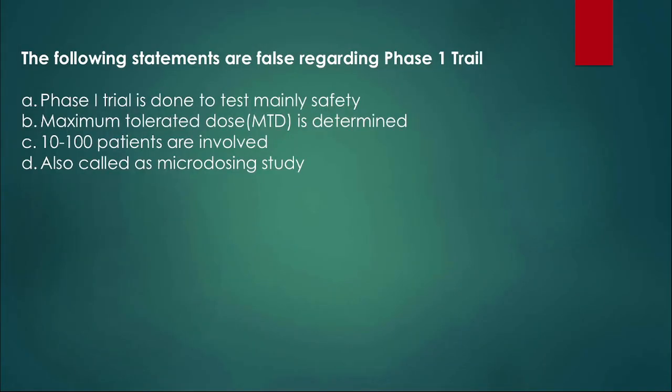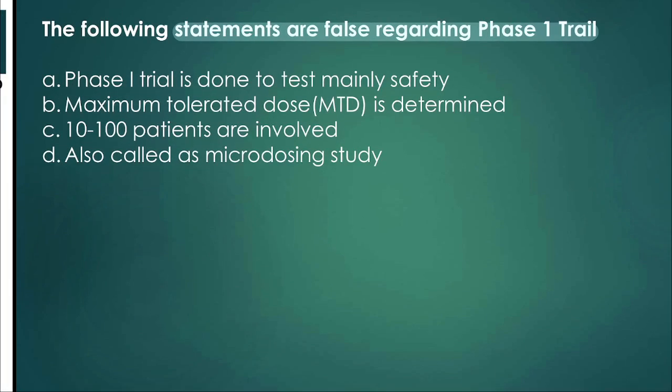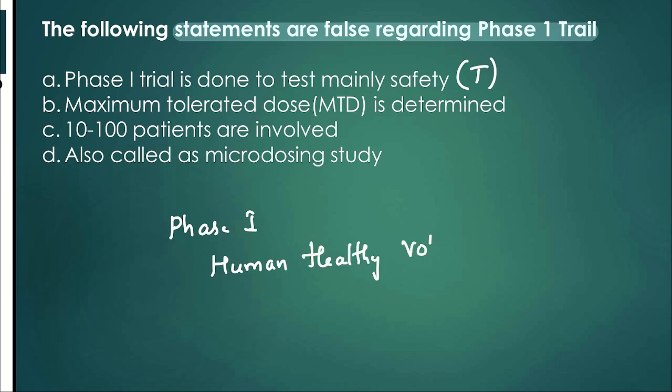Coming to the last question: the following statements are false regarding phase 1 trial. So you have to find out the false statements. Now phase 1 trial is done to test mainly safety. Yes, it's a true statement. Now what we do in phase 1 trial, we take healthy human volunteers. Why do we take healthy human volunteers?